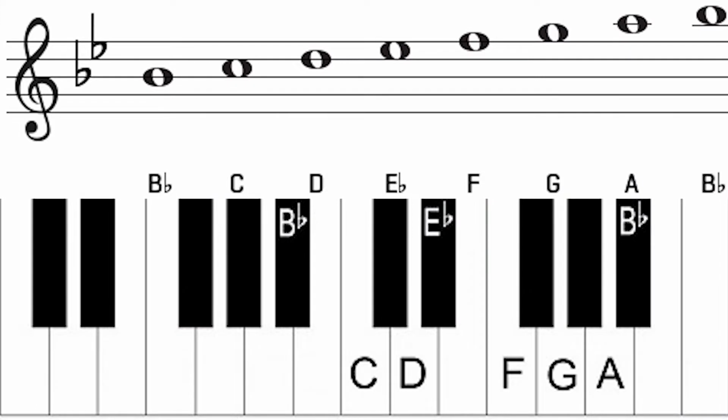However, if we start on B flat, then we will find that the B flat major scale consists of B flat, C, D, E flat, F, G, A, and then back up to B flat if we want to complete the octave. So I hope that makes sense.